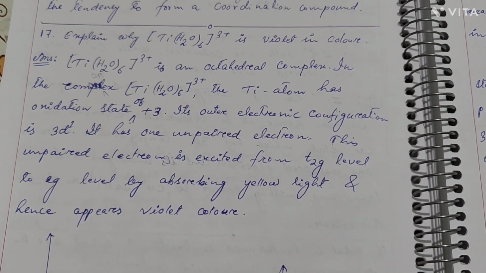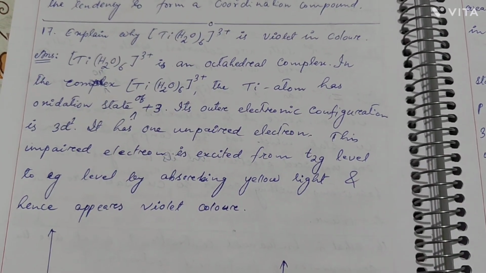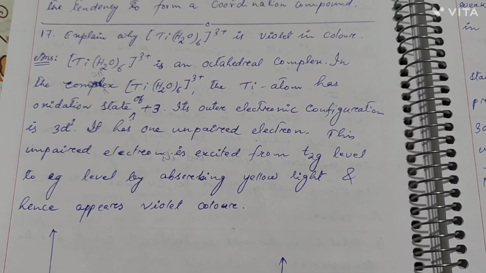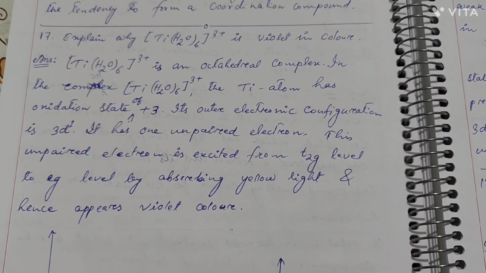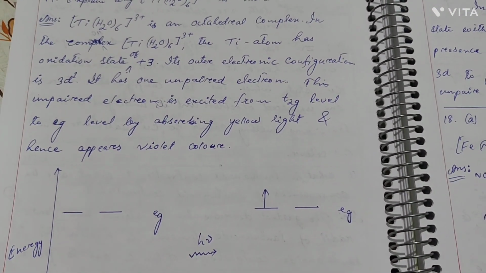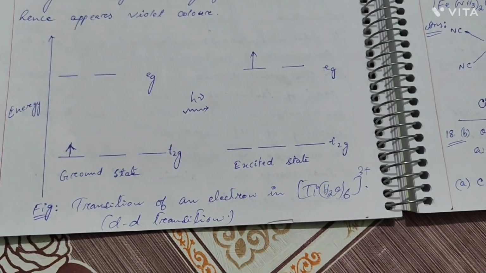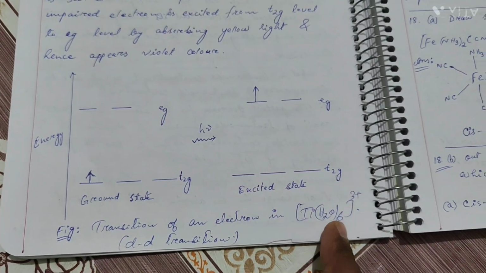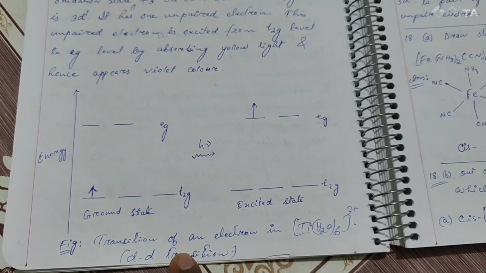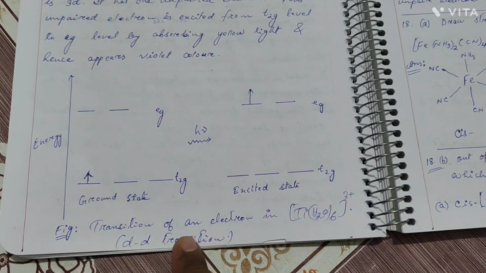In the complex hexaaqua titanium(III) ion, the titanium atom has an oxidation state of +3. Its outer electronic configuration is 3d1. It has one unpaired electron. This unpaired electron is excited from the t2g level to the eg level by absorbing yellow light and hence appears violet in color. This is the diagram. Transition of an electron in [Ti(H2O)6]3+, which is also called d-d transition. And the colors shown by coordination compounds are due to the d-d transition.